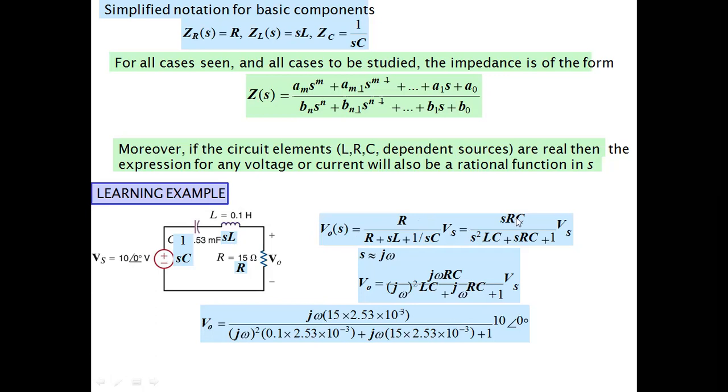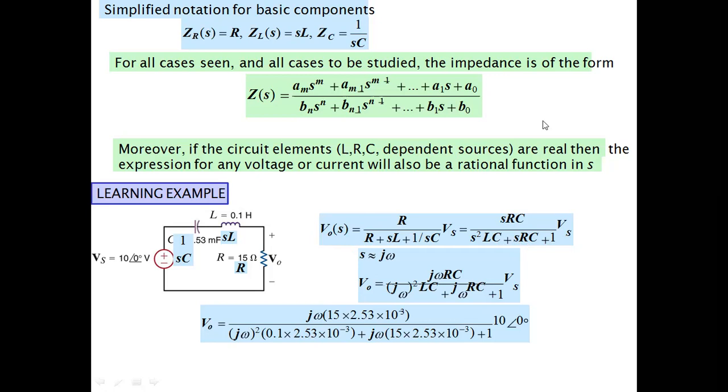If you see, we will get the equation for Vout upon Vs, that will be equal to S RC upon S squared LC plus SRC plus 1. So here we are supposed to solve for the output voltage. Your output voltage equation will become SRC upon S squared LC plus SRC plus 1, into Vs.